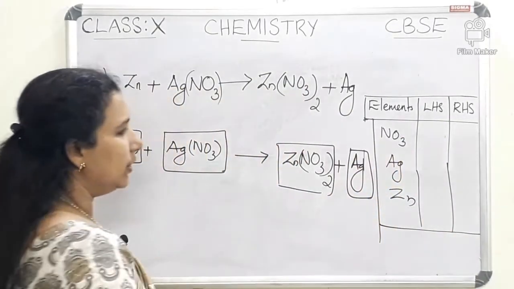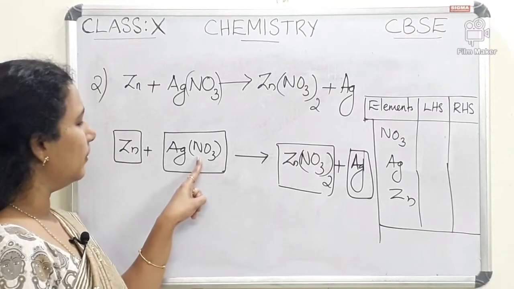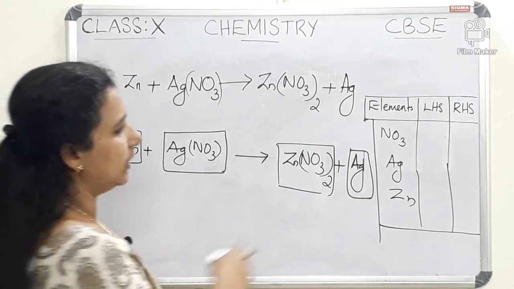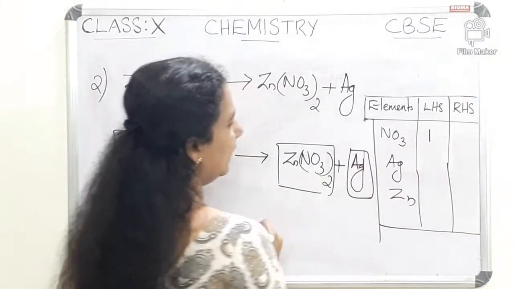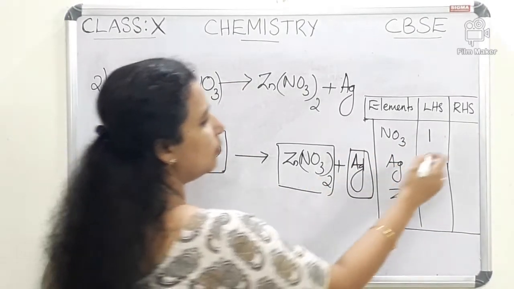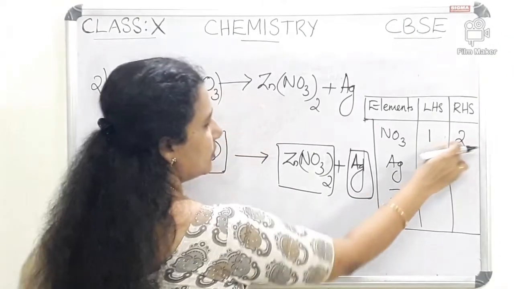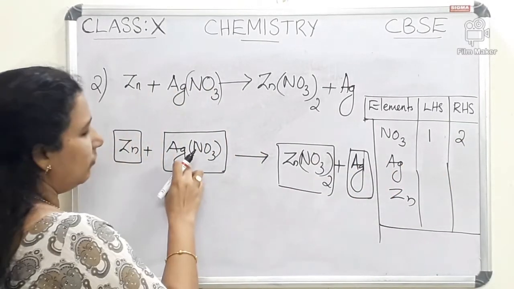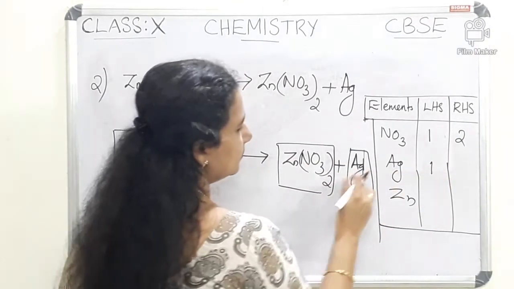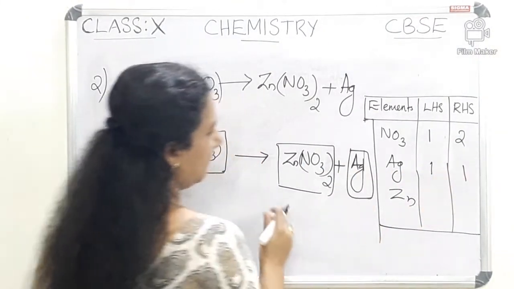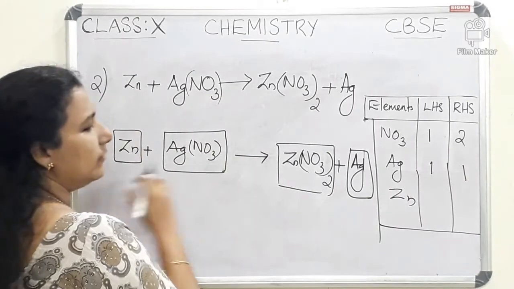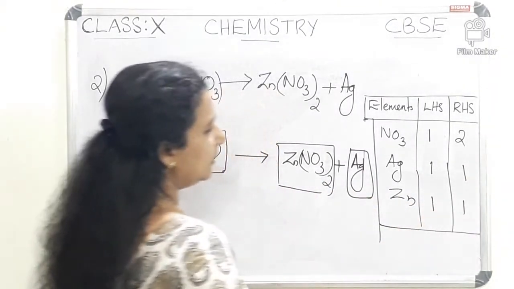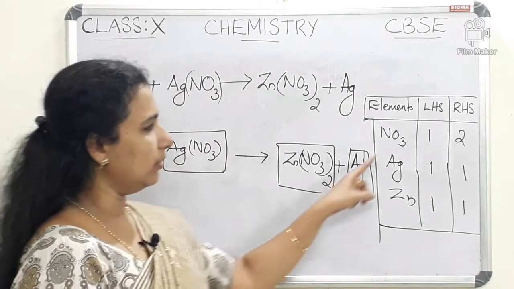So number of NO3. So in this case number of NO3 is 1. There is only one NO3. That is 1 in LHS. Here there are 2 NO3. So 2 in the RHS. Then comes Ag. Ag is 1 in LHS. Here also 1. Then comes Zn. Zn 1. Here also 1.